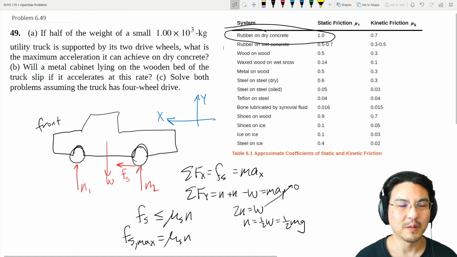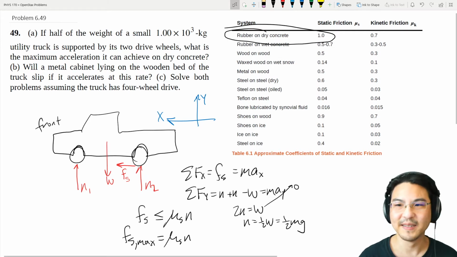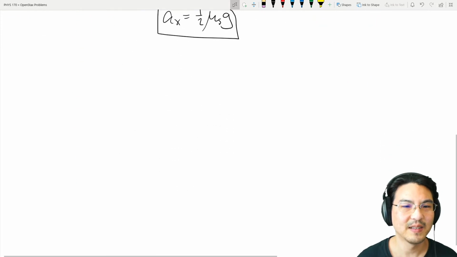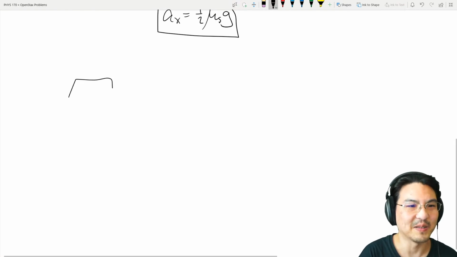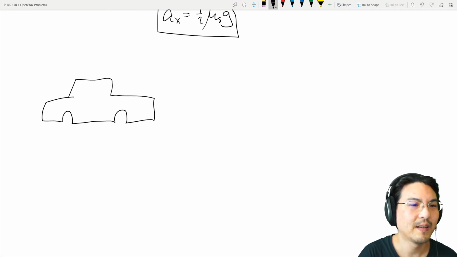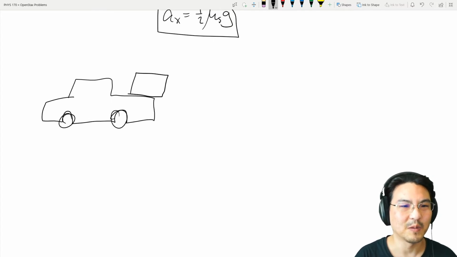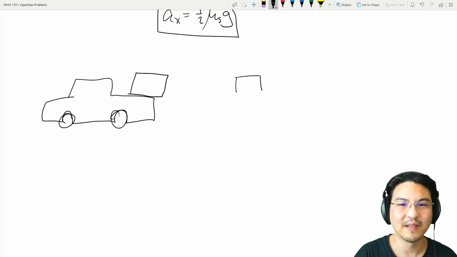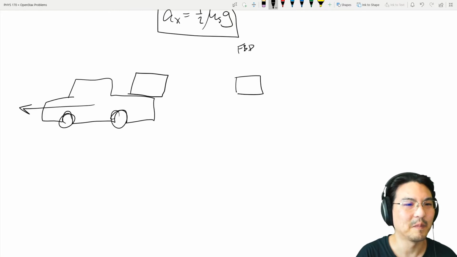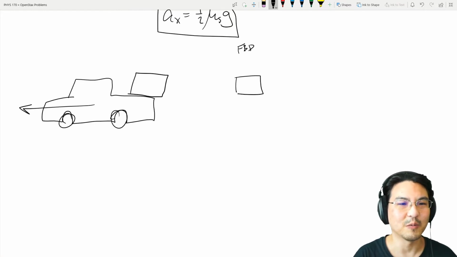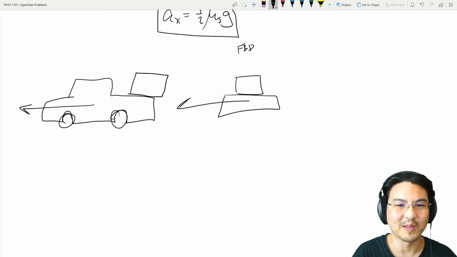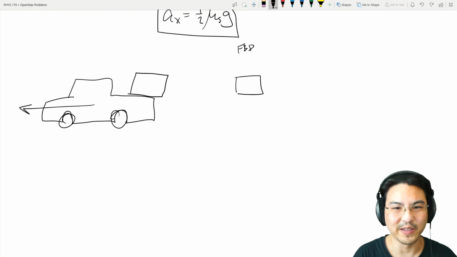So now we have a metal cabinet on the wooden bed. Okay, so let me draw it like that. So here's the truck, and then there's a metal cabinet like this. So for the metal cabinet's free body diagram, the truck was accelerating this way. So then which way is the friction? If you're the metal cabinet, the truck is going this way, so there's got to be friction this way.